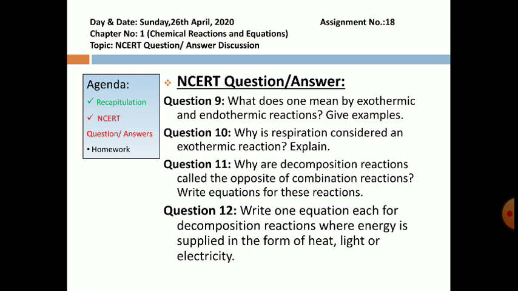Reactions that absorb energy or require energy in order to produce products are called endothermic reactions. In the process of photosynthesis, plants use energy from the sun to convert carbon dioxide and water into glucose and oxygen. So photosynthesis is an endothermic reaction, and its chemical equation becomes 6CO2 plus 6H2O gives C6H12O6 glucose plus 6O2 oxygen.